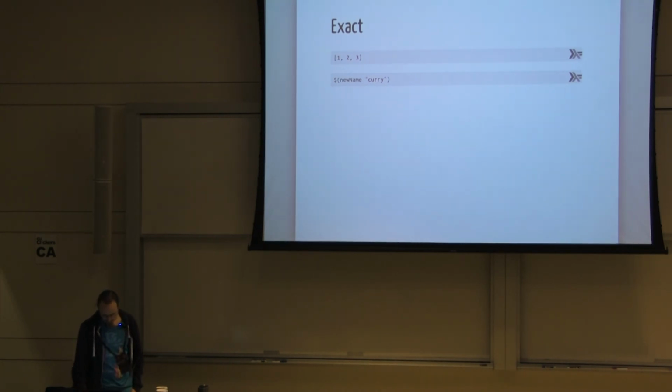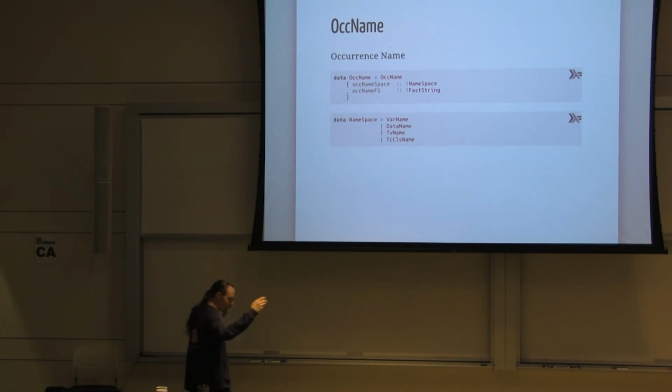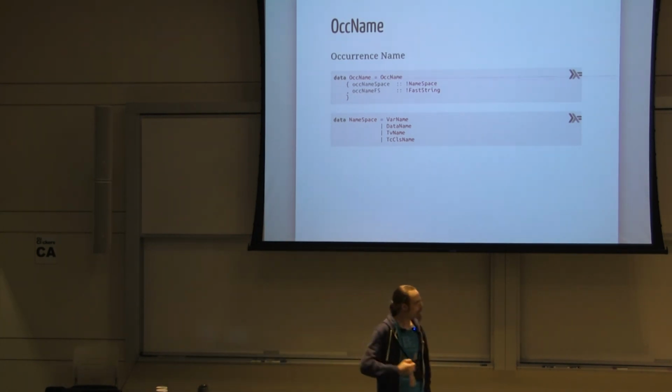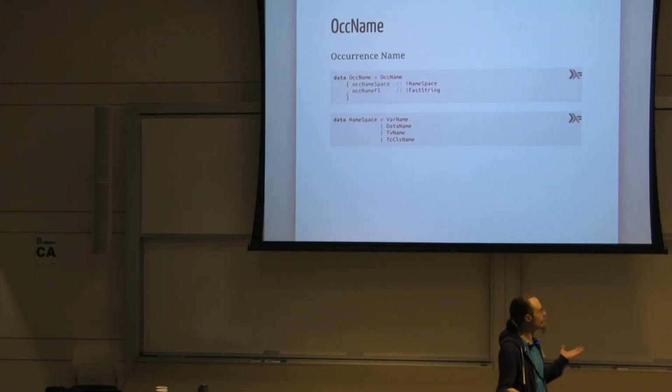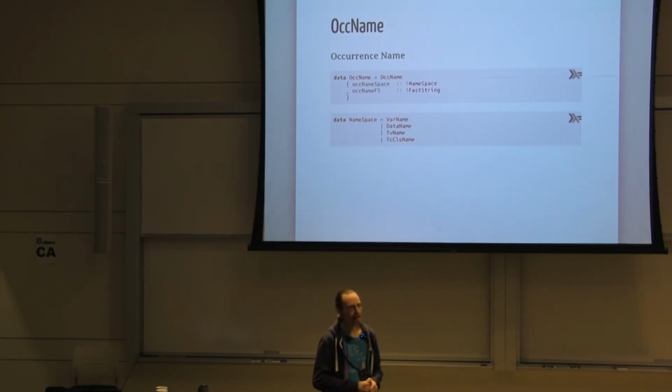So another thing which is being used is a so-called occurrence name, which you saw being used in the unqualified and qualified and also original name. The OccName holds the namespace and where that actually is from, and the name itself, which is in this case a FastString, which is a faster string implementation for the compiler.